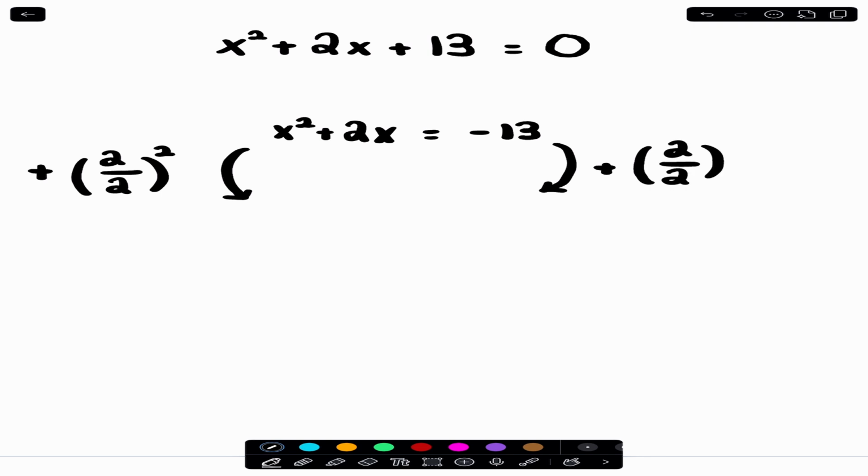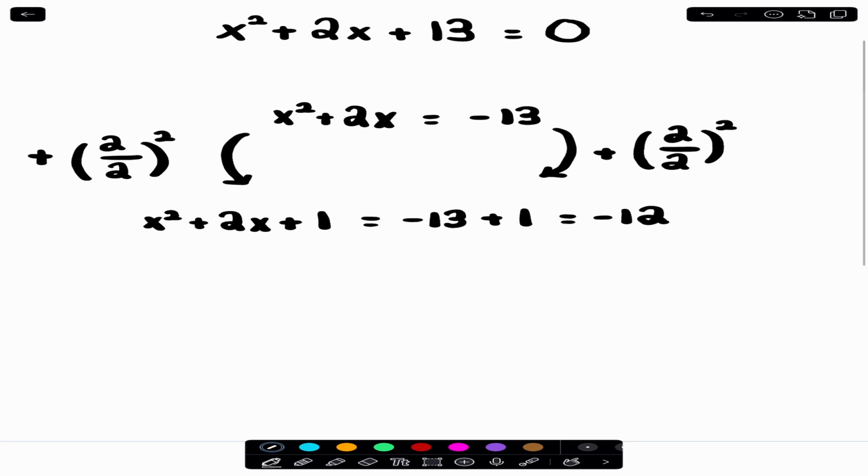2 over 2 squared. So the left side becomes x squared plus 2x plus, well, that constant we added, 2 over 2 is 1. 1 squared, that's still 1, and we added it to both sides. So negative 13 plus 1 is the same as negative 12. Interesting. So left side becomes x plus 1 squared. Right side is negative 12.